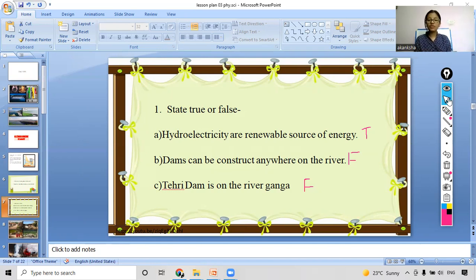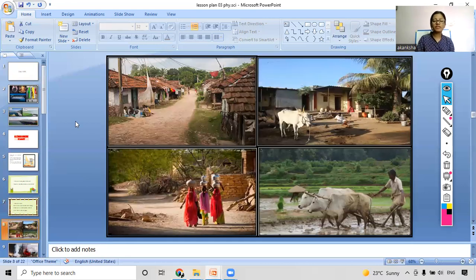I hope you all enjoyed. Now we will move ahead and see some more pictures and do more activities. There are some pictures in front of you. Where can you see these scenes? In the city areas or in the village areas? Where in particular?